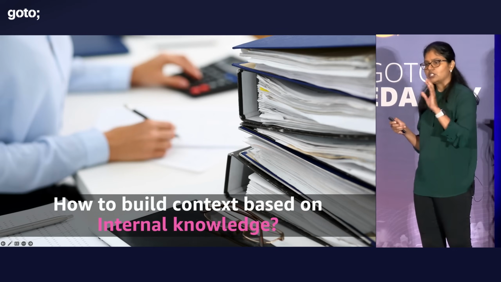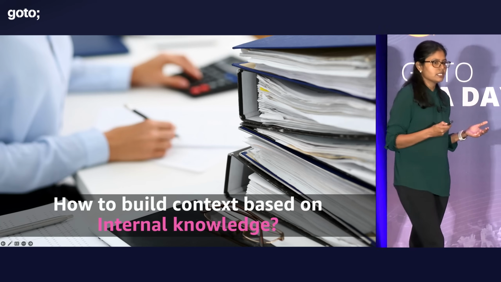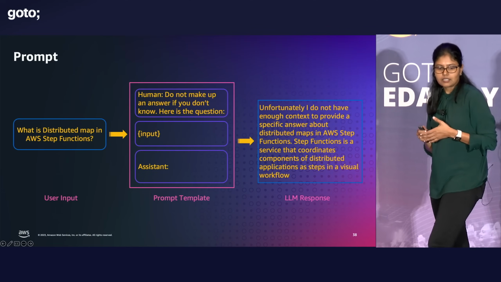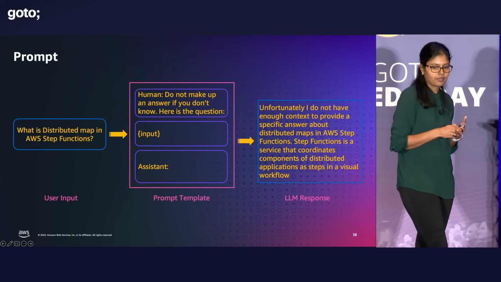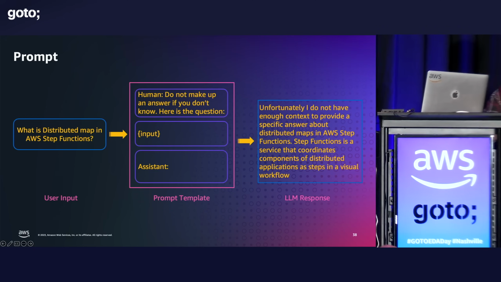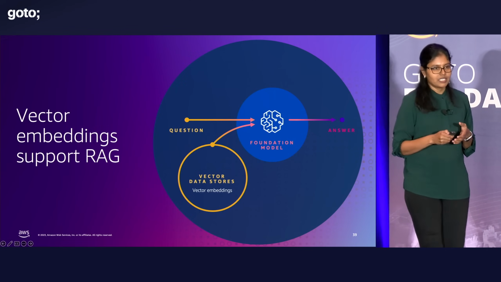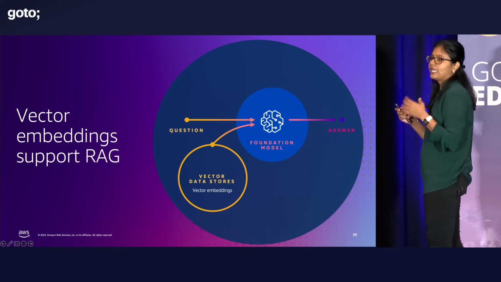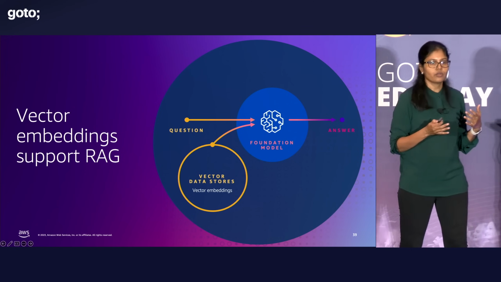Now, so far, we asked a generic question, and the model gave us a generic answer. How about you ask a question that is internal knowledge, something domain-specific to the chatbot? So what I did is I asked this chatbot, what is distributed map in AWS Step Functions? And I also gave instructions: do not make up an answer if you don't know. The model promptly responded that it doesn't know about it. The reason is it doesn't know. If you ask a foundation model without enabling it for domain-specific information, it is going to be either limited in its answer, or it's going to give you an erroneous answer.